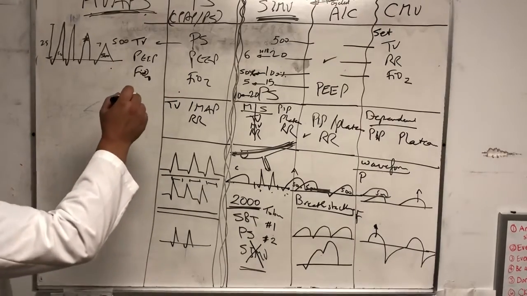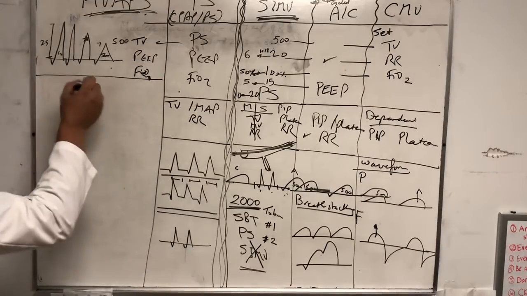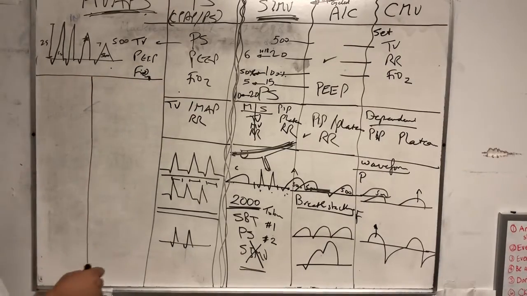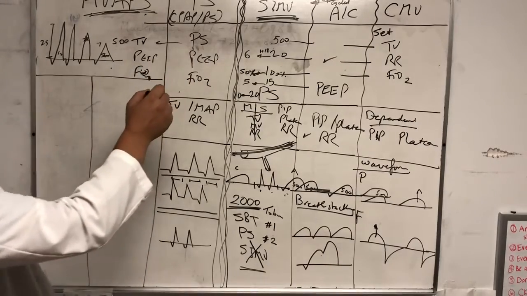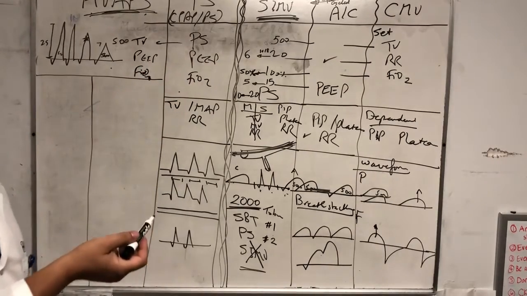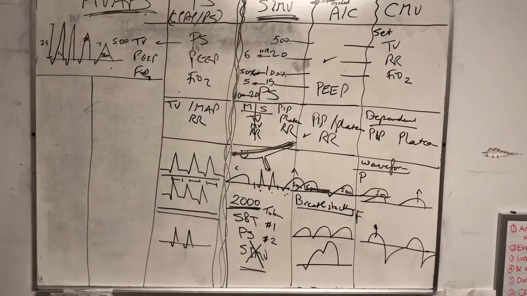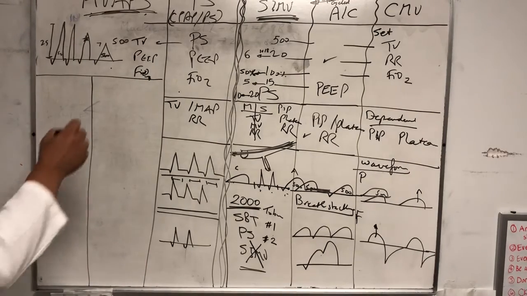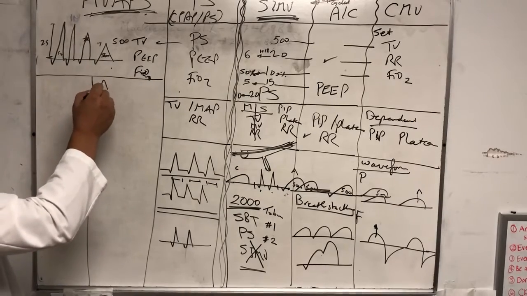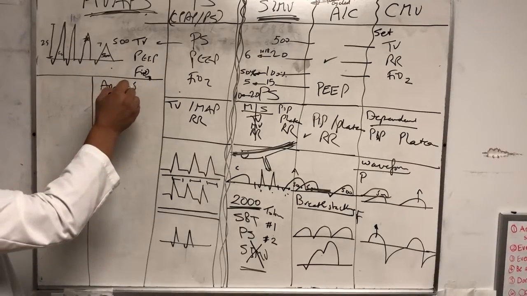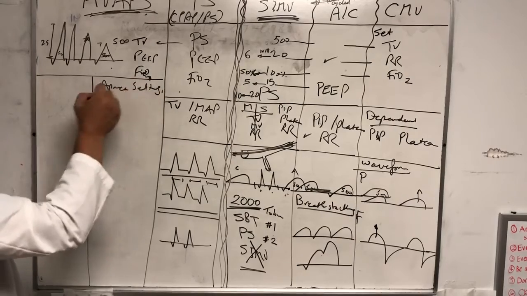Okay, so for this mode of ventilation, if you notice here, there's no respiratory rate for the set parameter, so it's dangerous, right? What's going to happen if the patient stops breathing? So of course, they have to do the apnea settings. So there is something called, for safety, the apnea settings.